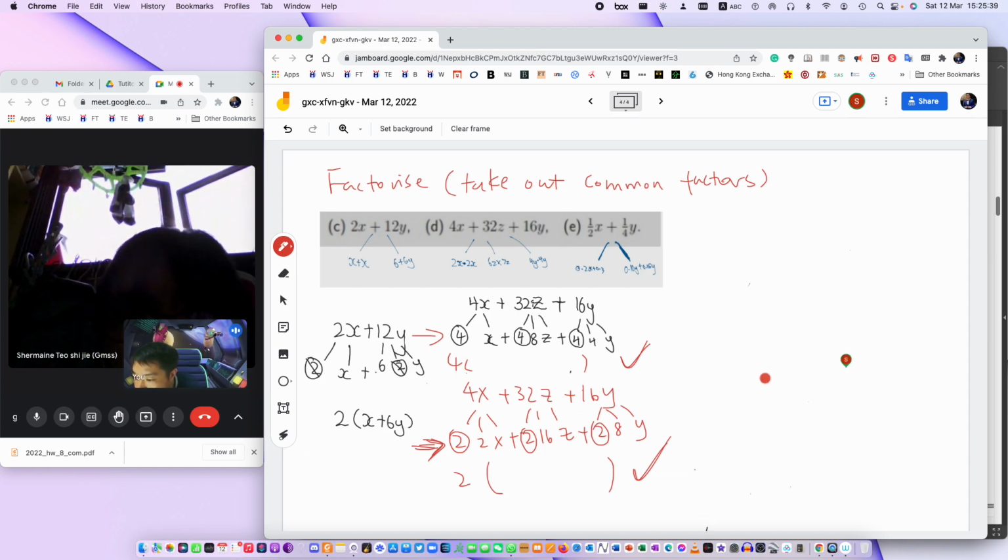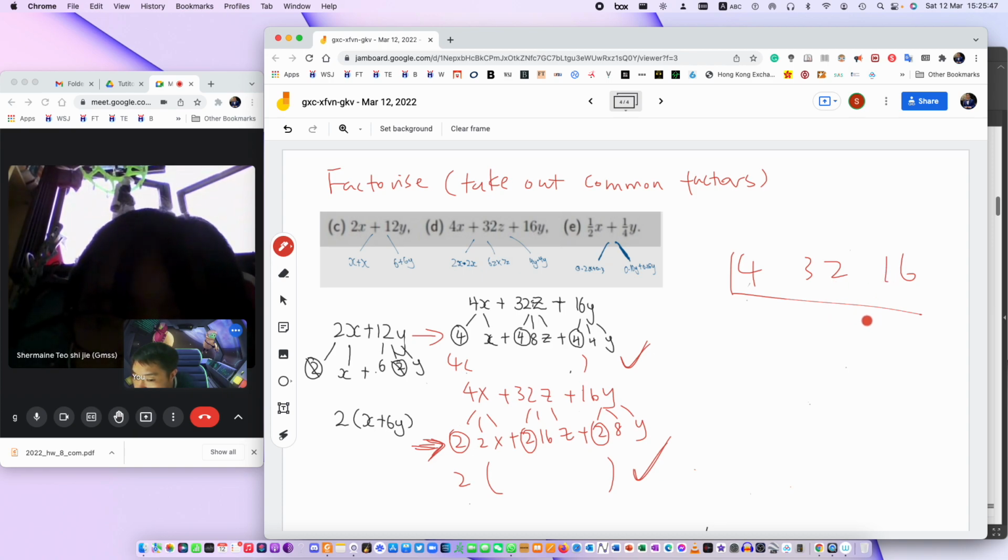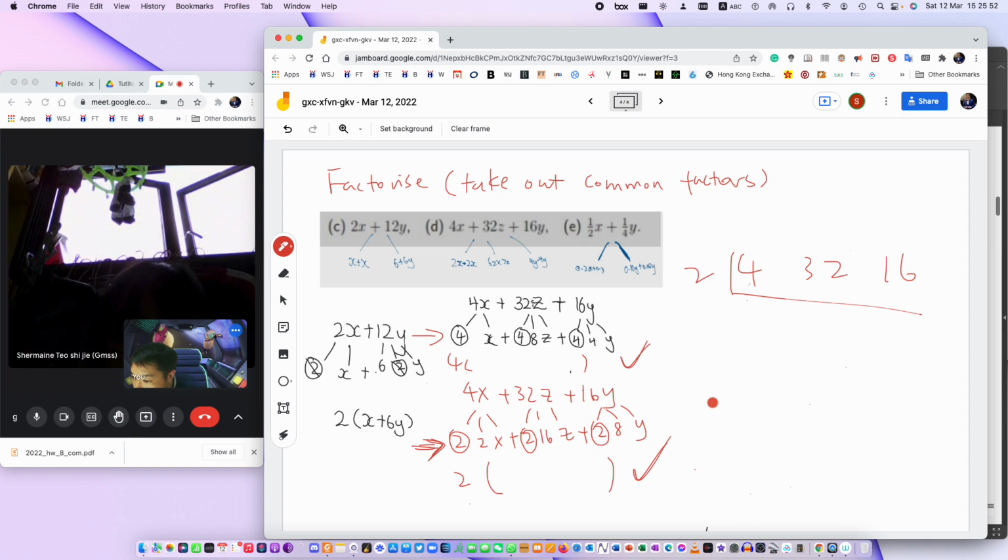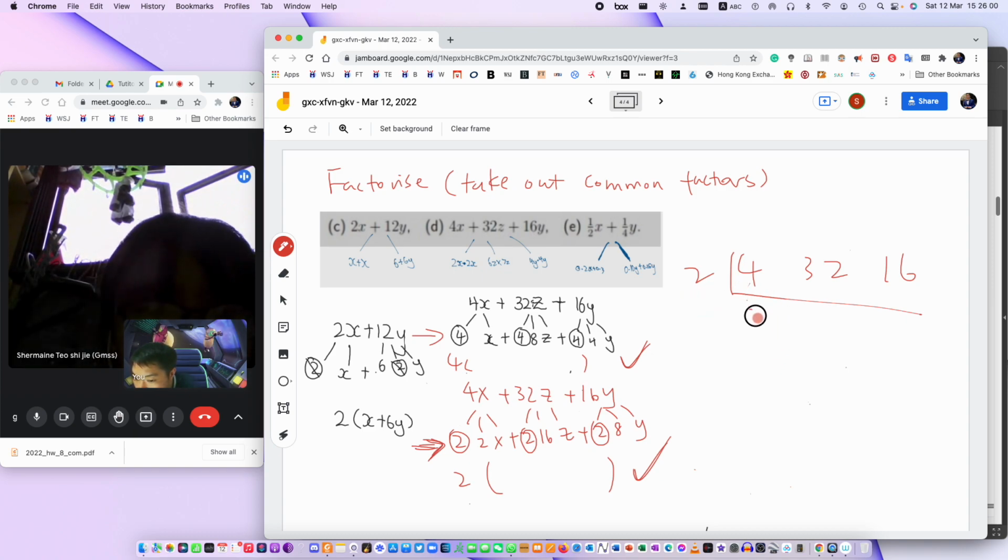Okay. One very simple question you ask yourself is 4, 32, and 16. You go and use the prime factorization to decide. So you put the 2 here, right? Can you still remember the prime factorization or not? You need to divide until there is no common factor, right? So can you put the 2 again?